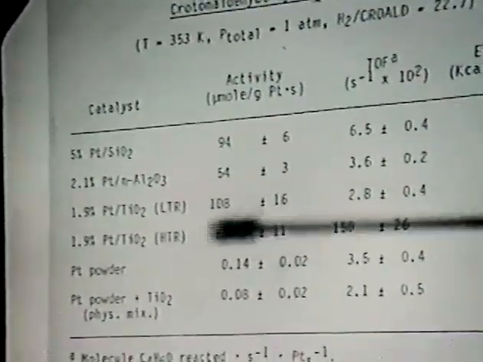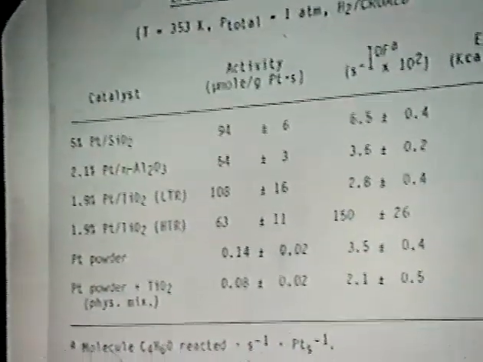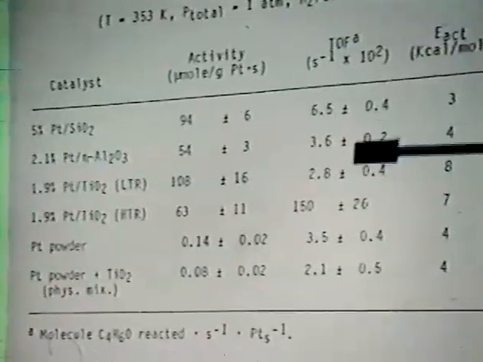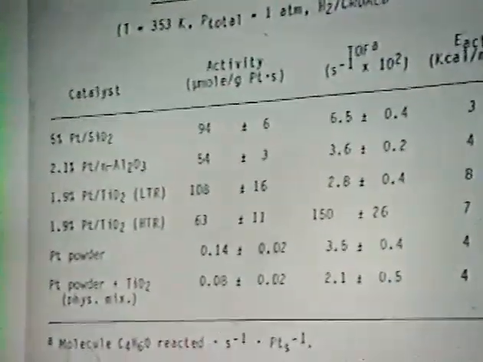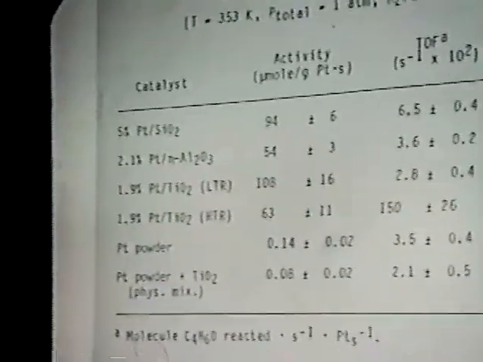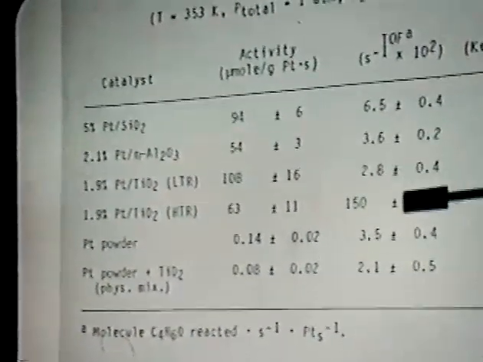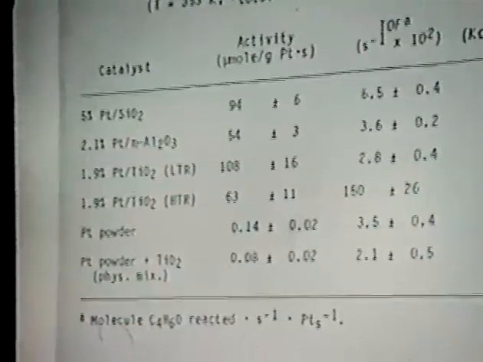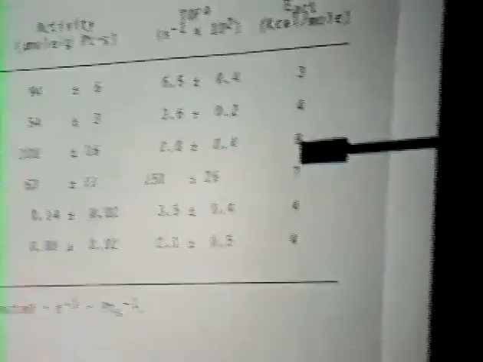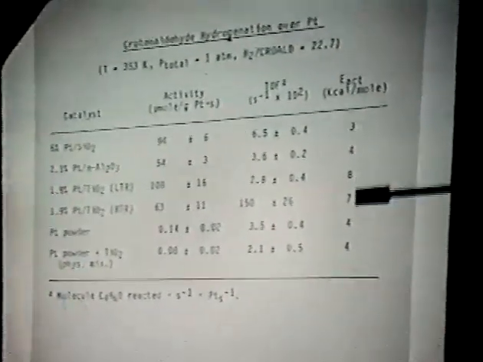If, however, we put the platinum in titania, we give it a high temperature reduction, we find that the turnover frequency per site is much, much greater than it is on these other catalysts. Again, note, very interestingly, and similar to the previous results, that the catalyst utilizing titania does not have a lower activation energy. In fact, again, these activation energies are somewhat higher.